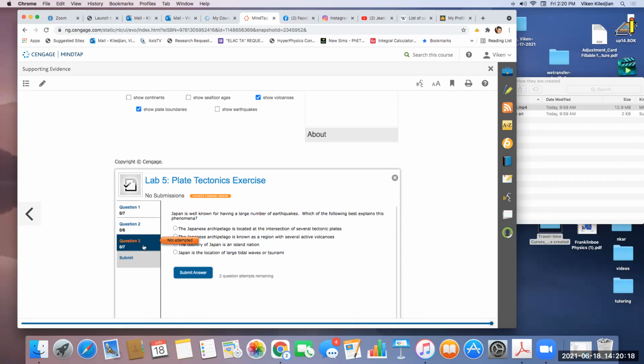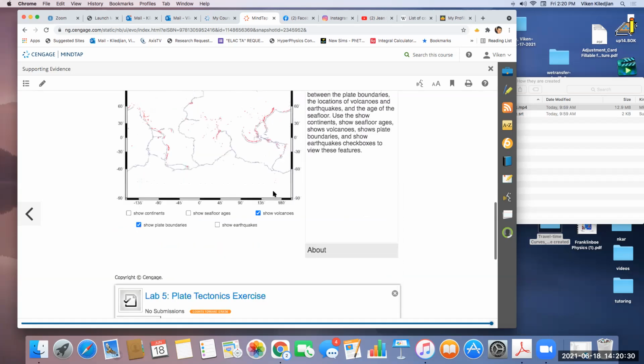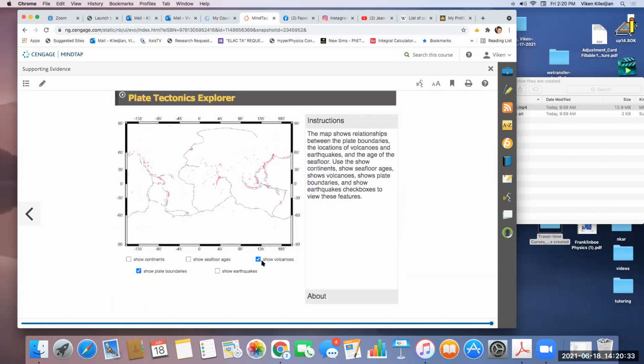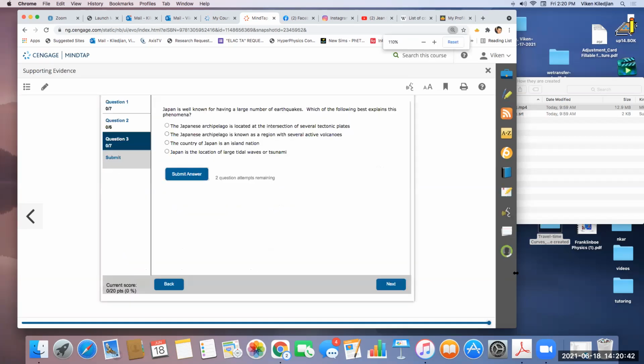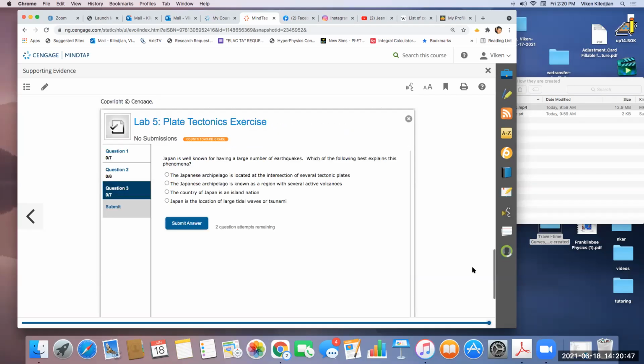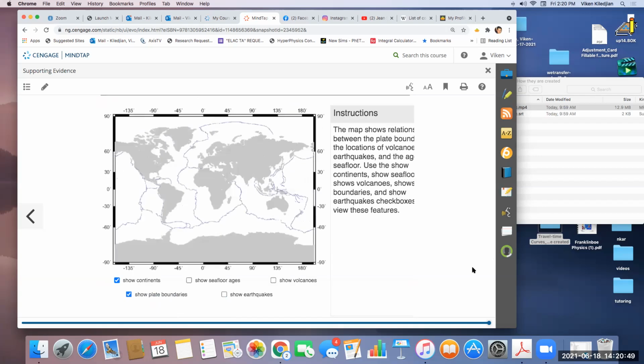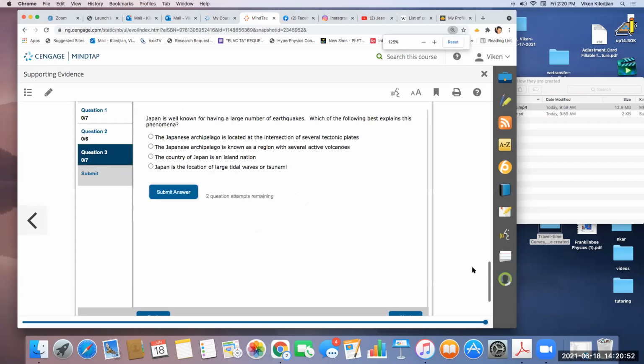Okay, then question 3. Japan is well known for having a large number of earthquakes. Which of the following best explains this phenomenon? So again, I believe you can base that on several of the pictures before. So you already have a picture of show plates and the continents. You might want to zoom in on those pictures, because it's a little bit unclear. So when you're taking the pictures, take it a big zoom, a little bit bigger.